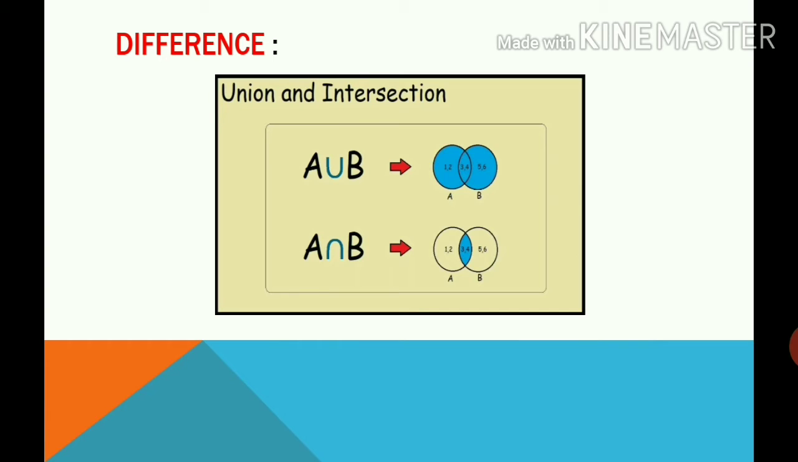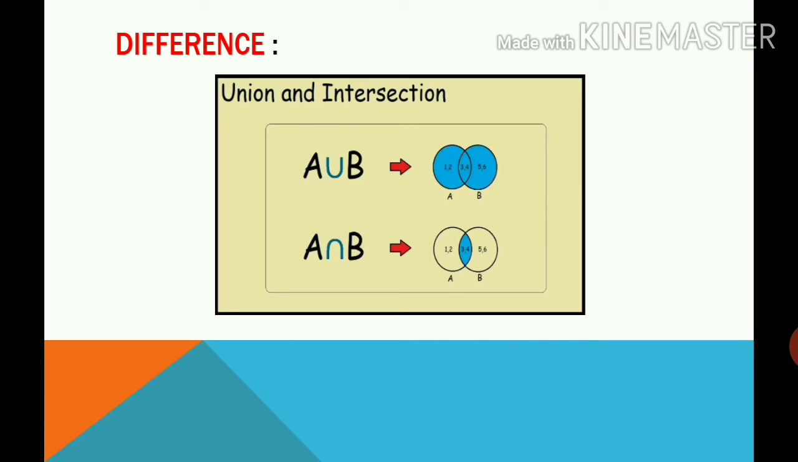So you will just shade this oval shape. This oval shape means these are the elements which are present in both sets, the elements which are common in both sets. So 3 and 4. Here in A intersection B, 3 and 4 are the elements which are present in both sets. So this is A intersection B. A intersection B is equal to 3 and 4. And you will just shade this common area.